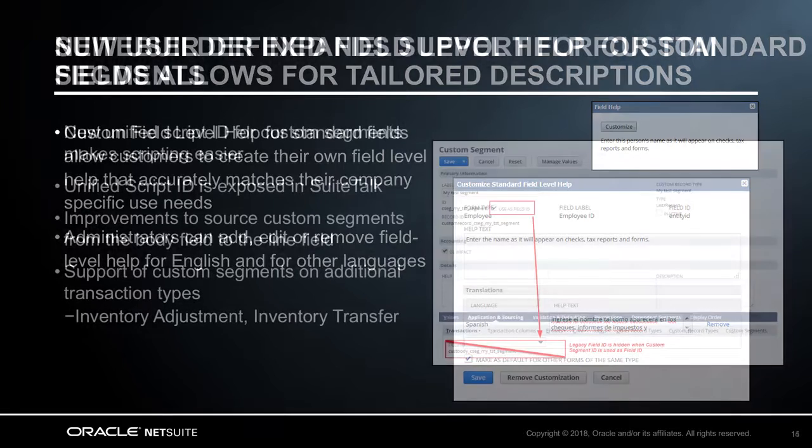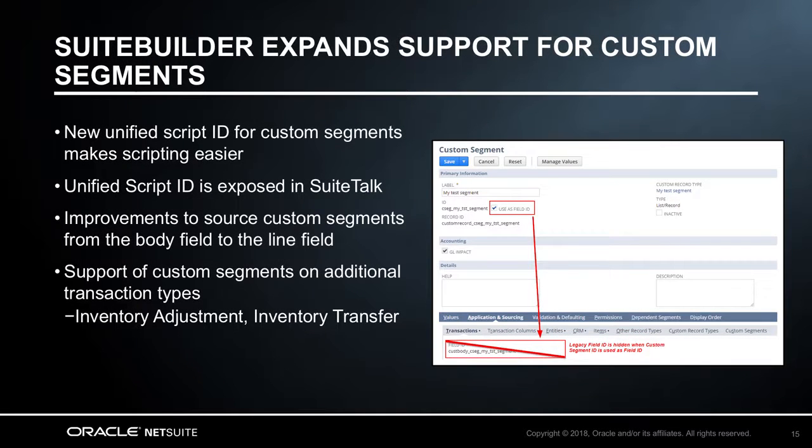Administrators or users with the full level of the Customized Field Level Help permission can edit or remove the custom help for a field. We're introducing a new unified script ID for custom segments that makes scripting easier. This simplifies scripting with a unified script ID for the custom segment definition across all platform tools, including SuiteScript, CSV imports, web services, workflows, formula fields, SuiteBundler, and the Suite Cloud Development Framework. You can now source custom segments from the body field to the line field. Added support of custom segments for inventory adjustment and inventory transfer is also available.